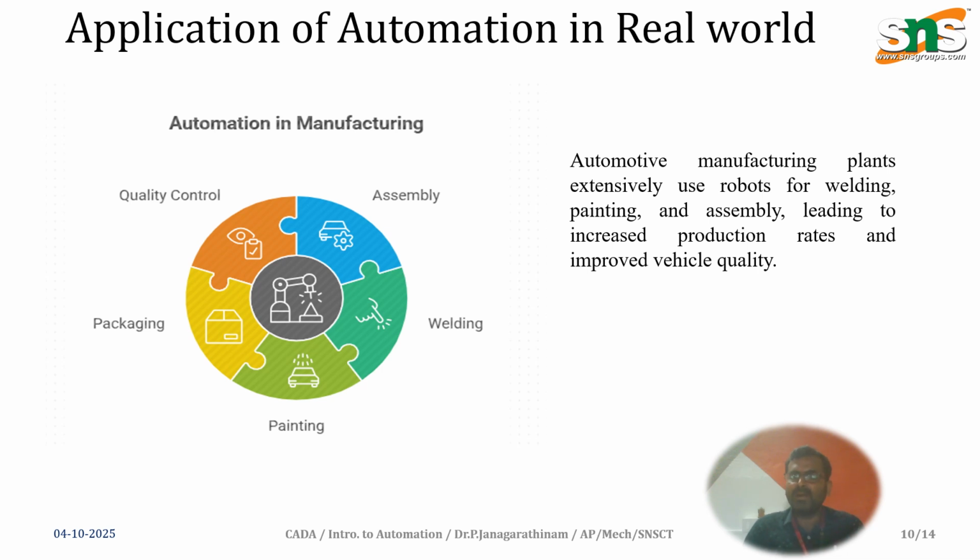These are the applications of automation, like quality control, assembly, welding, painting, and packaging, wherever we are using the robotic system. That comes under the category of automation in the manufacturing process. Automatic manufacturing plants extensively use robots for welding, and the handling of weld rods is difficult for humans. To avoid human effort, damage, or accidents, we use this kind of automation process.